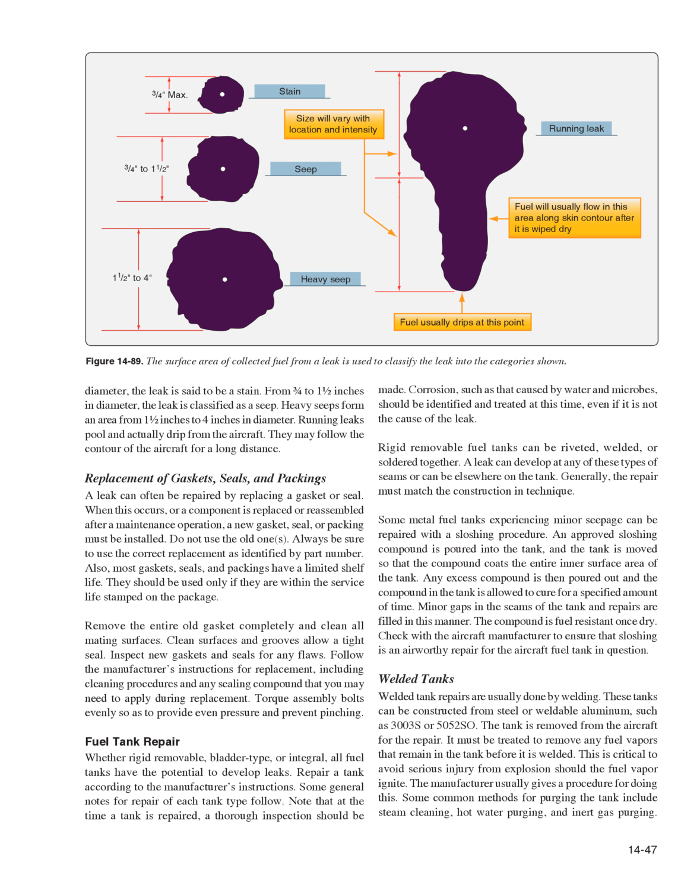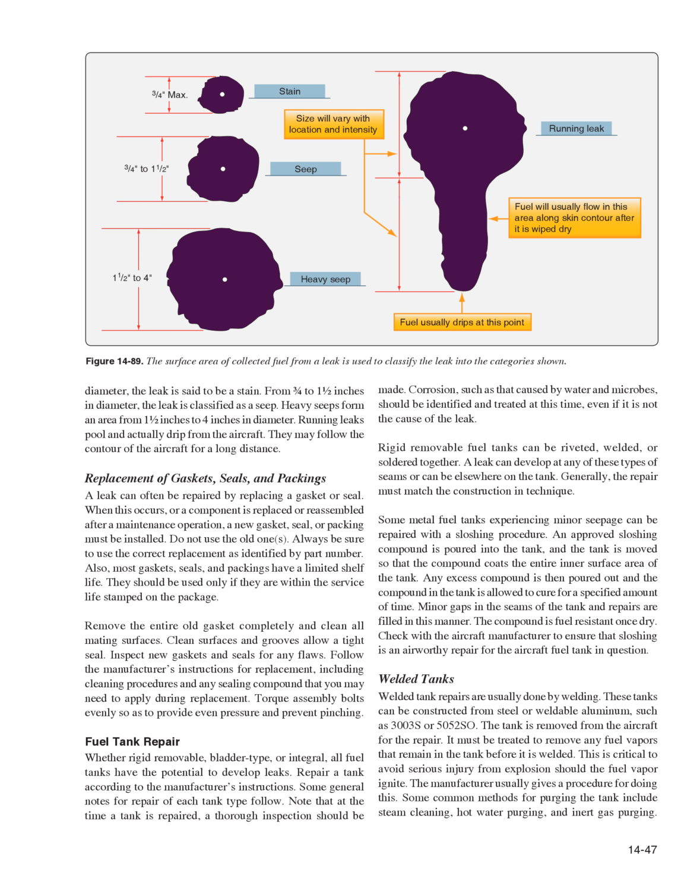Rigid removable fuel tanks can be riveted, welded, or soldered together. A leak can develop at any of these types of seams or can be elsewhere on the tank. Generally, the repair must match the construction and technique. Some metal fuel tanks experiencing minor seepage can be repaired with a sloshing procedure. An approved sloshing compound is poured into the tank, and the tank is moved so that the compound coats the entire inner surface area of the tank. Any excess compound is then poured out and the compound in the tank is allowed to cure for a specified amount of time.